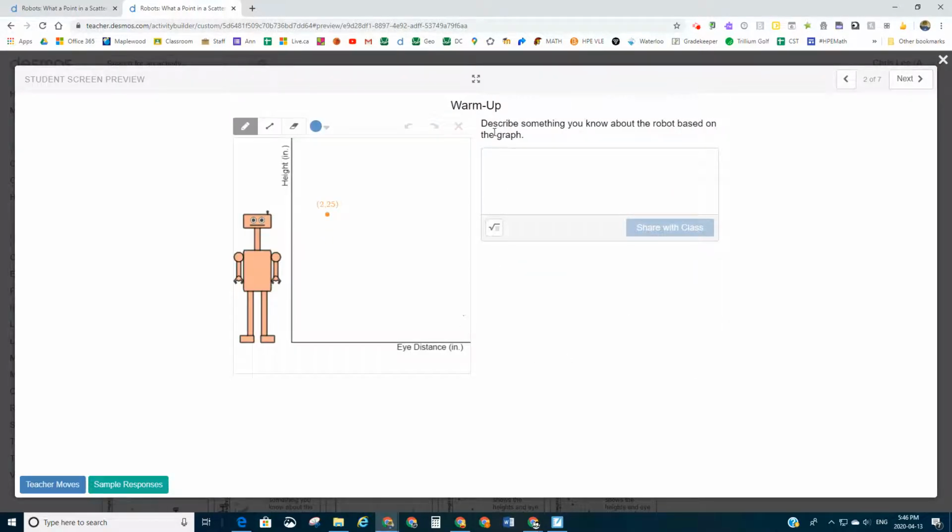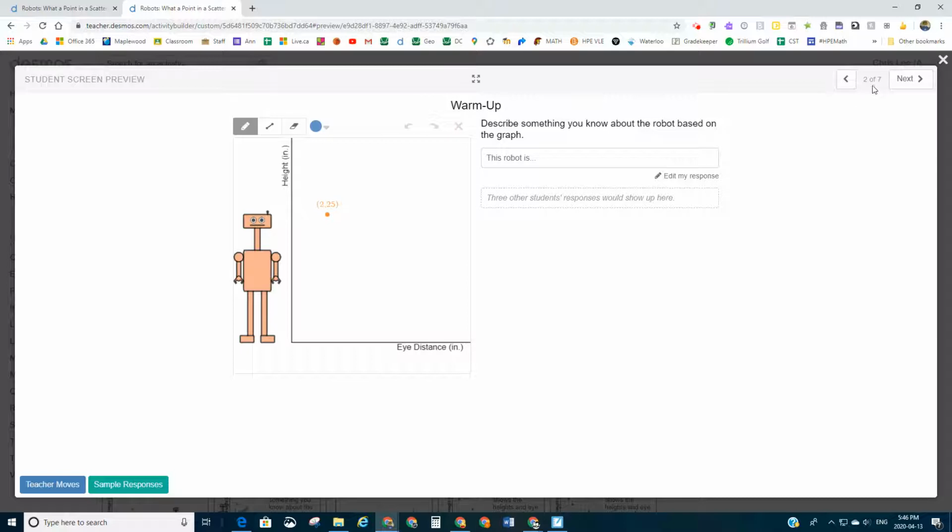So this one, again, you read the instructions at the top. Describe something you know about the robot based on your graph. So based on what you sort of played around with there, you might have an idea, and you're going to type in here, this robot is da da da da, and then whatever you discovered. Okay. When you push share with class, so after you're done typing that in, you're going to see other students' responses. So you get an idea of what other kids have written on this thing. And then once you're done this, you go push next.